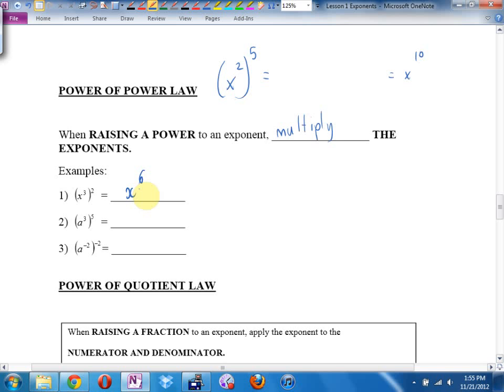The second one, x to the 8th or x to the 15th? 15. The third one, a to the 4th. Oh, it's not x, it's a, Mr. Duick. Is that what you're saying, Sam? Somebody said that.